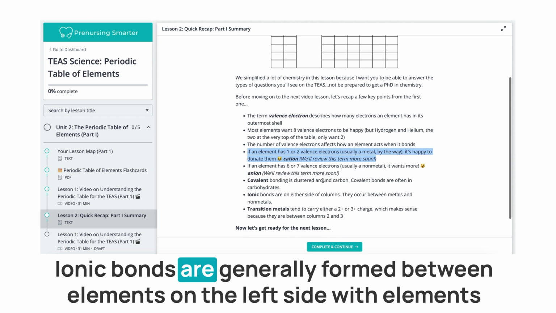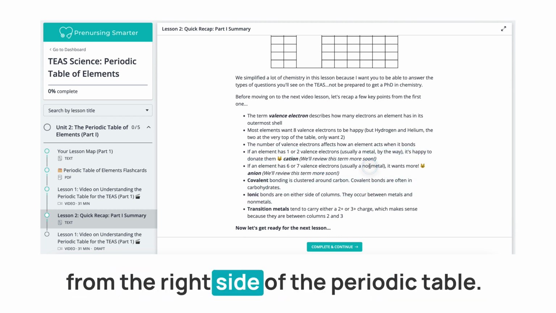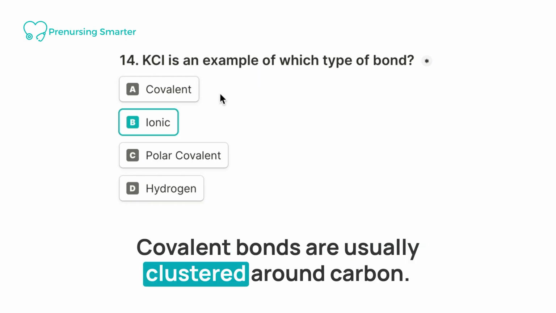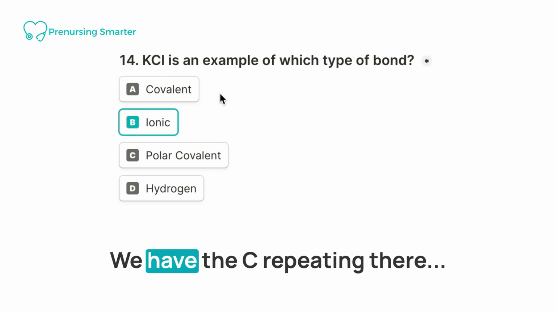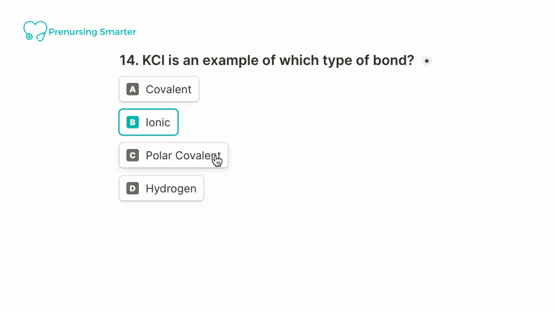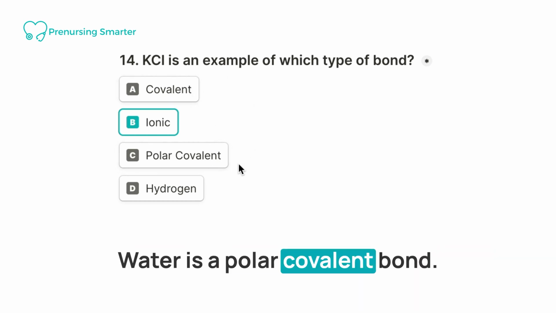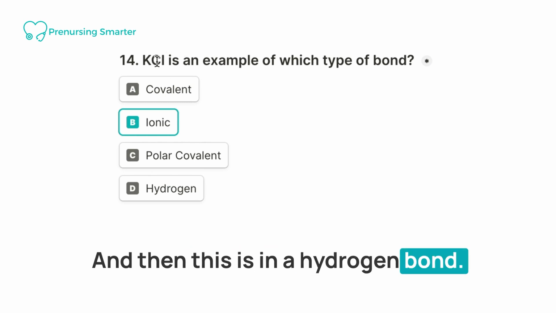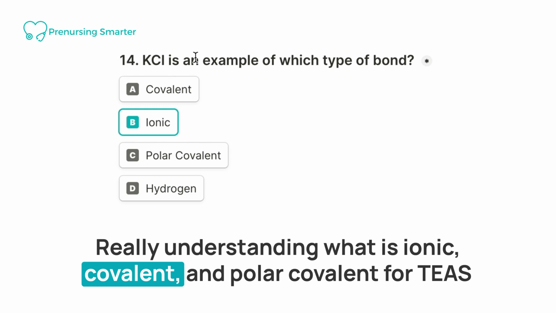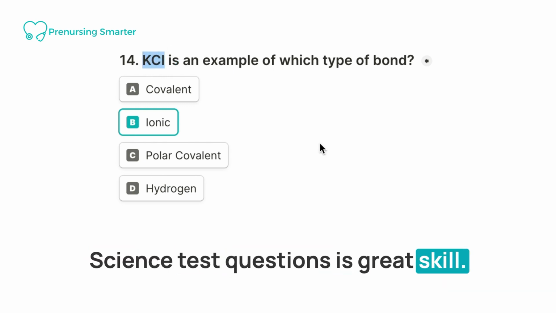Ionic bonds are generally formed between elements on the left side with elements from the right side of the periodic table. Covalent bonds are usually clustered around carbon. We have the C repeating there, covalent clustered around carbon. Polar covalent is a type of covalent bond. Water is a polar covalent bond, and then this isn't a hydrogen bond. Really understanding what is ionic, covalent, and polar covalent for TEAS science test questions is a great skill.